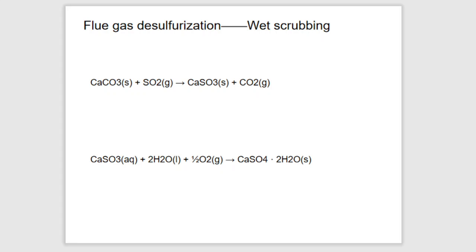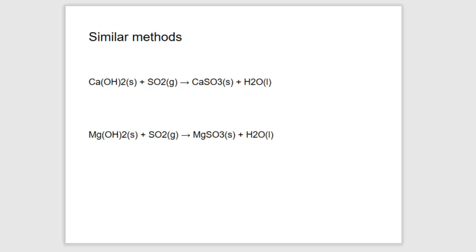In addition, we can also add other alkali products like hydrated lime slurry or magnesium hydroxide slurry, and they can also react with the sulfur dioxide, and the corresponding products can also be formed.